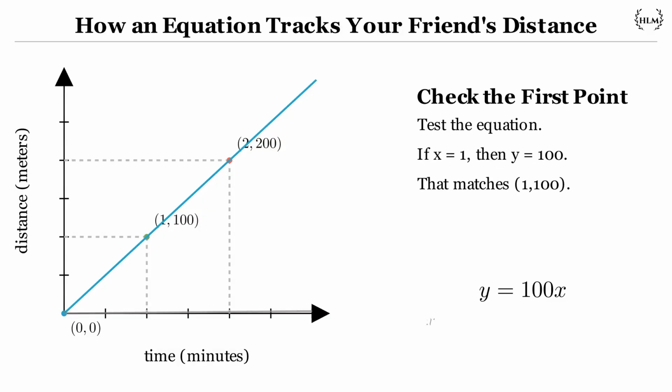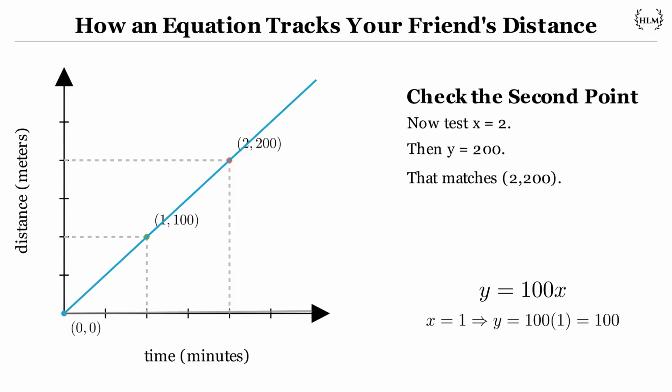y equals 100x. Now, if we sub in 1 for x, we get y equals 100 times 1, which is equal to 100. Therefore, when x is 1, y is 100. That works out perfectly. Okay. How about when x is 2? So when x is 2, y equals 100 times 2, and then we get y equals 200. So when x is 2, y is 200, and that's exactly the coordinate that we have. So this equation now that we have, y equals 100x, works out perfectly.